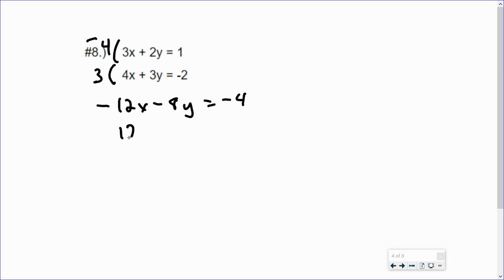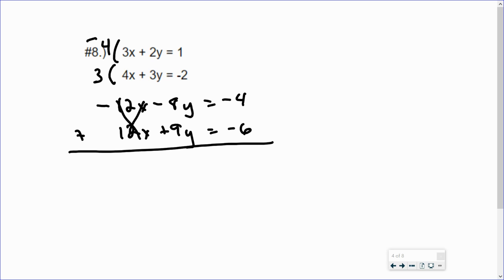3 times 4 is 12. 3 times 3 is 9. 3 times -2 is -6. Add these up. This goes away. -8 plus 9 is 1y. And -4 plus -6 is -10. So this is -10 from 1y.